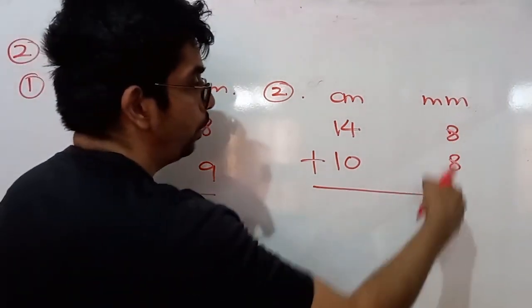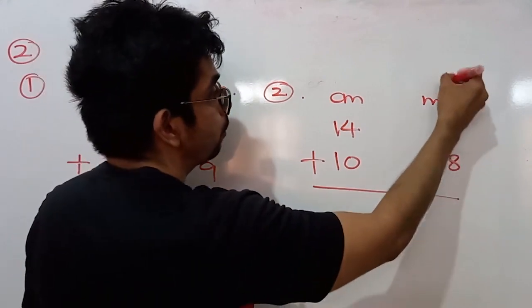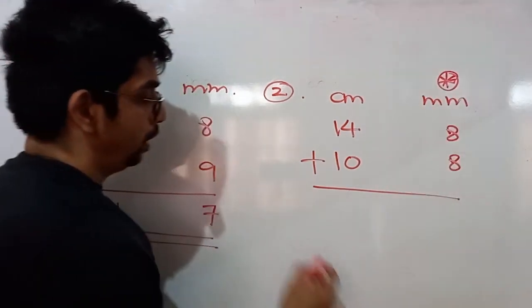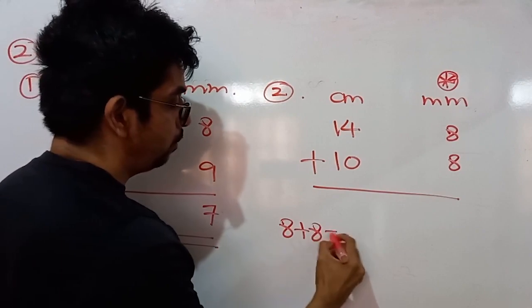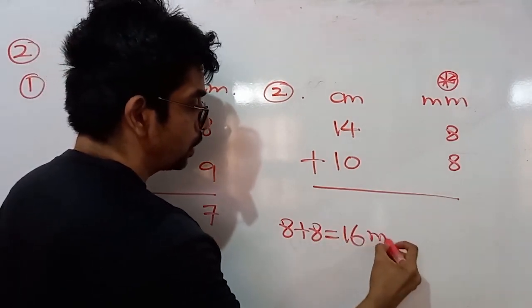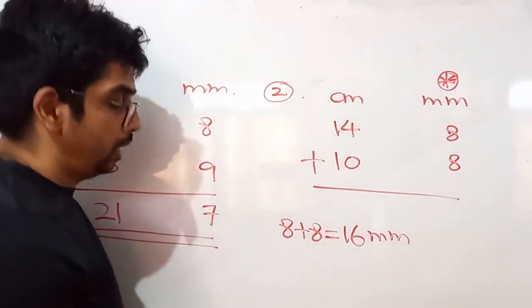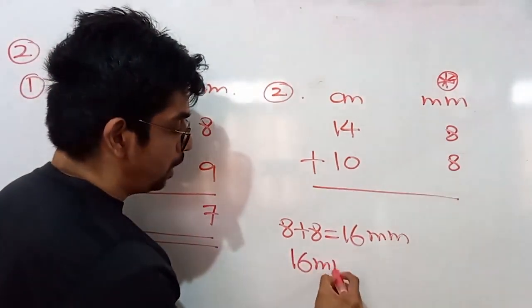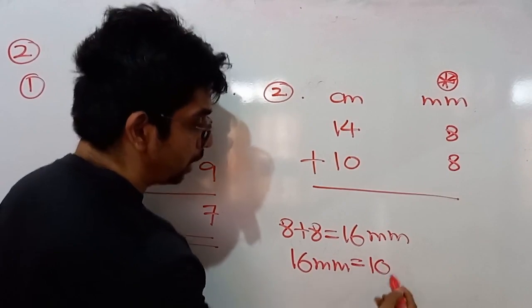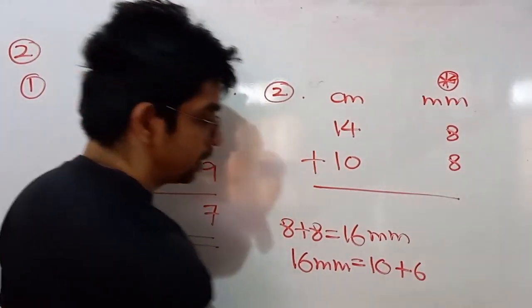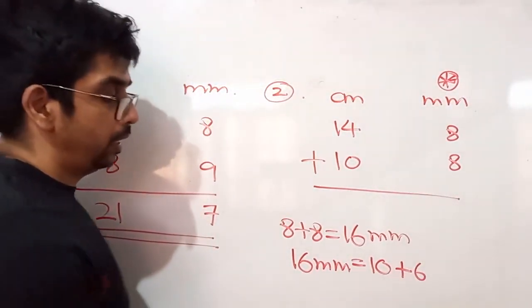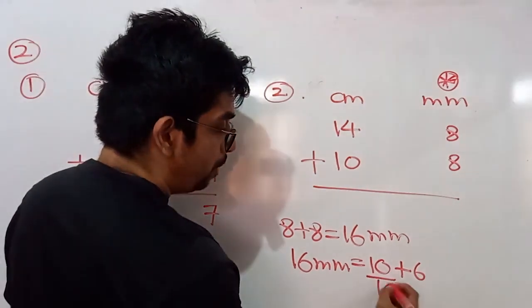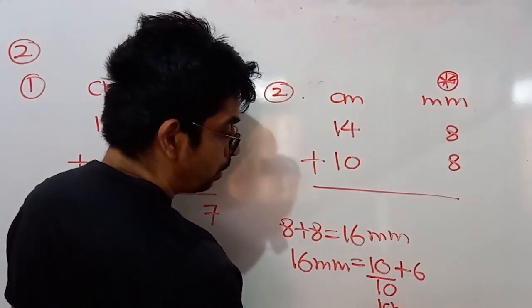Okay, moving to here, same thing. We have to start from the millimeter portion, right? So 8 plus 8, we know that is 16. So those are millimeters. And we know 16 millimeters, we can break it as what? 10 plus 6 millimeters, right? So 10 millimeters, we know we can get 1 centimeter from that.